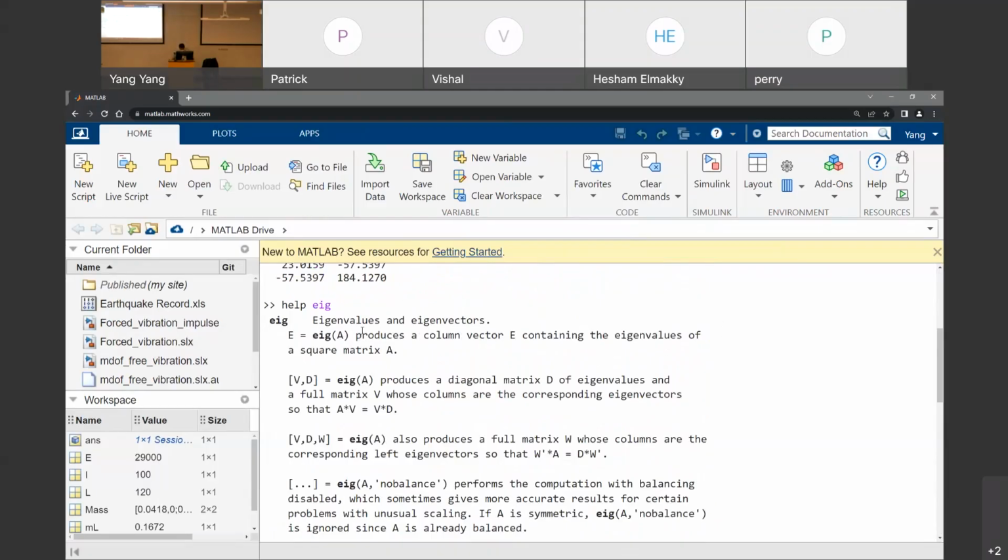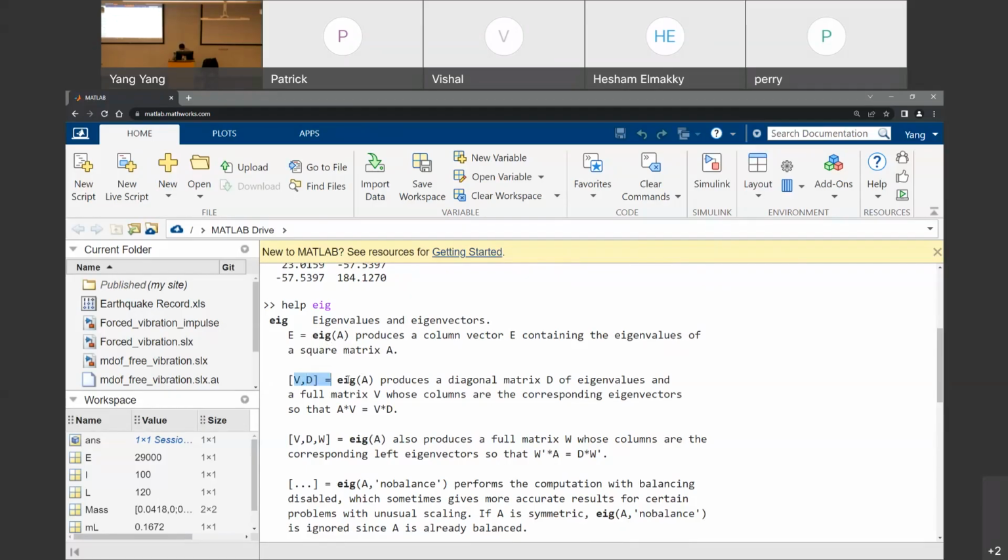So now you can look at how to calculate. There are different types of inputs and outputs. Probably we are interested in the eigenvectors as well as the eigenvalues. So V is the vectors, D is the eigenvalues.